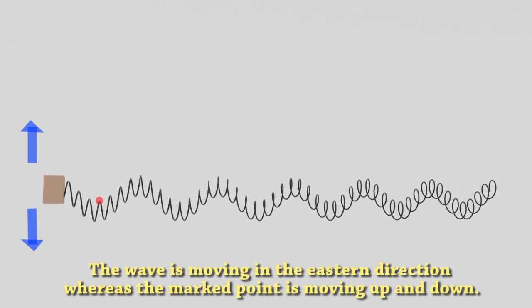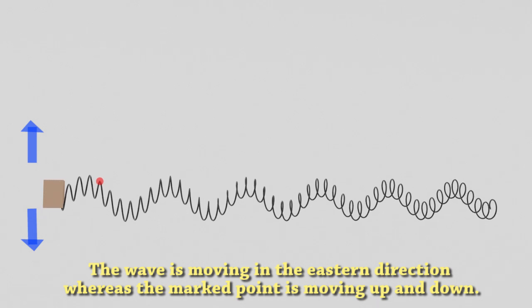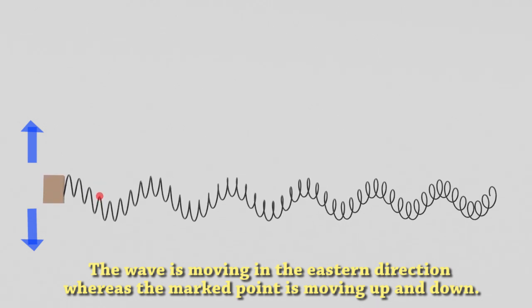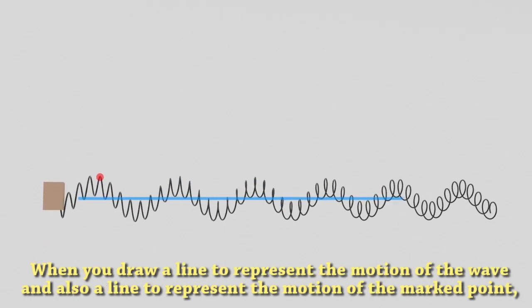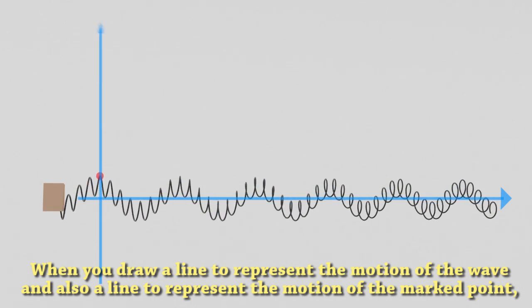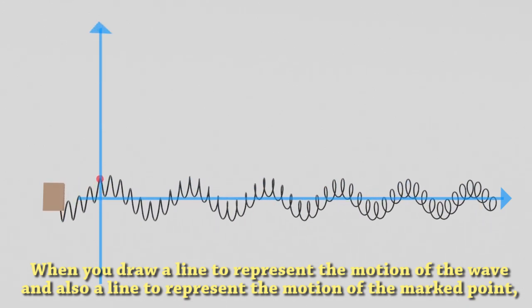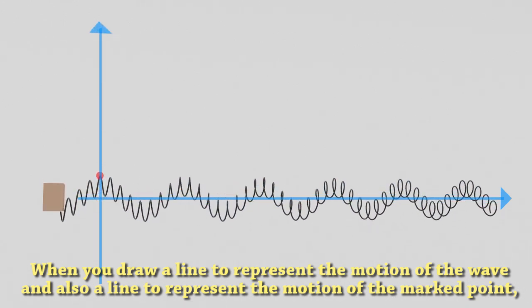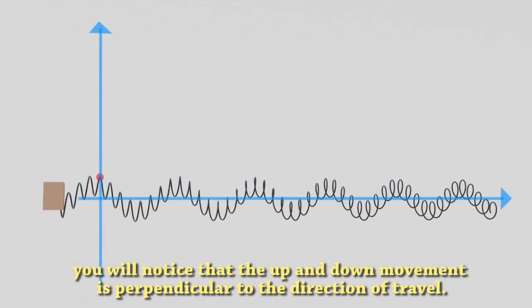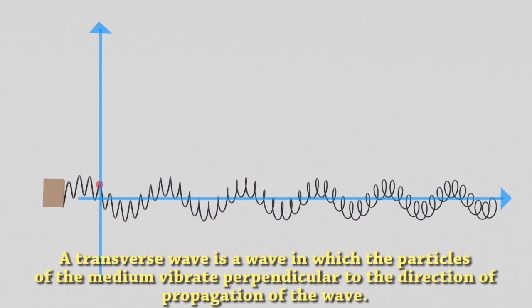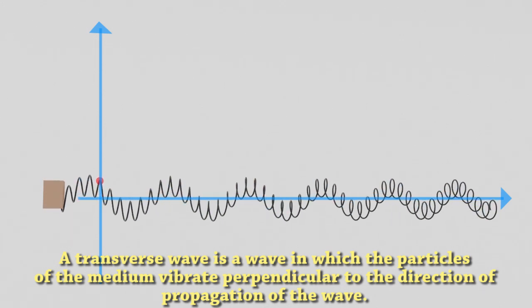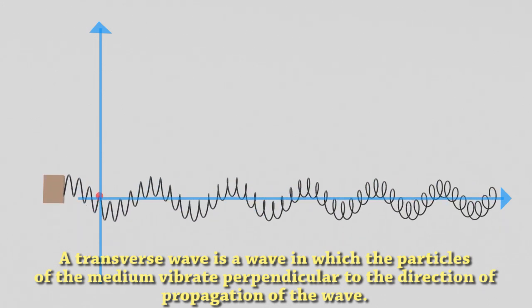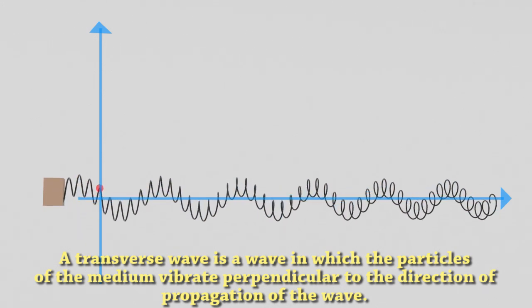The wave is moving in the eastern direction, whereas the marked point is moving up and down. When you draw a line to represent the motion of the wave and also a line to represent the motion of the marked point, you will notice that the up and down movement is perpendicular to the direction of travel. A transverse wave is a wave in which the particles of the medium vibrate perpendicular to the direction of propagation of the wave.